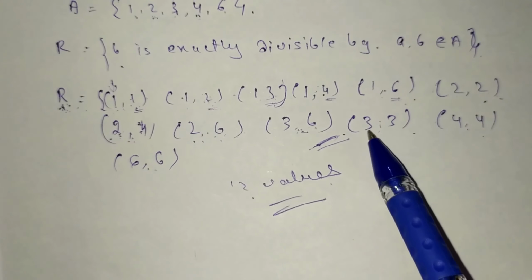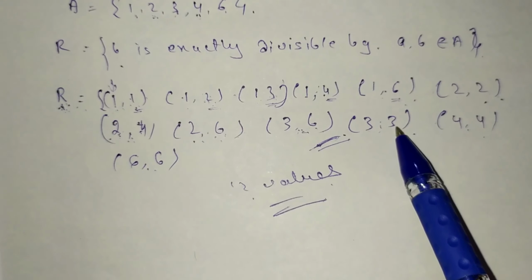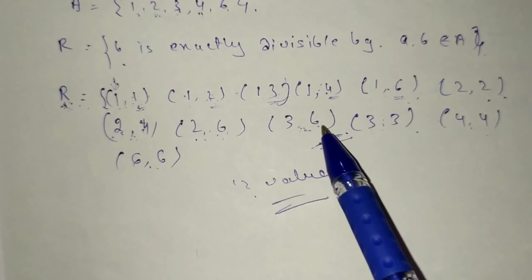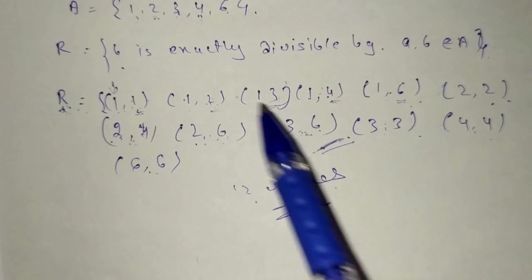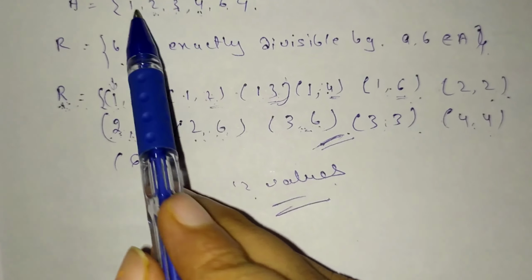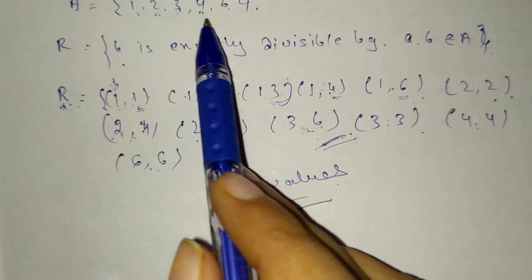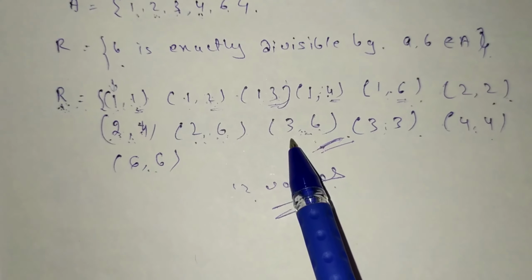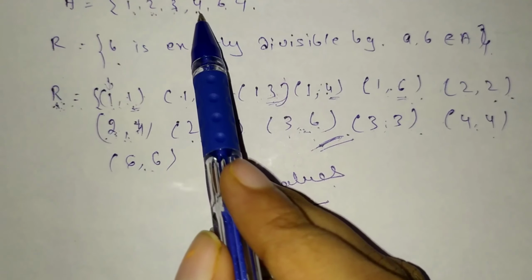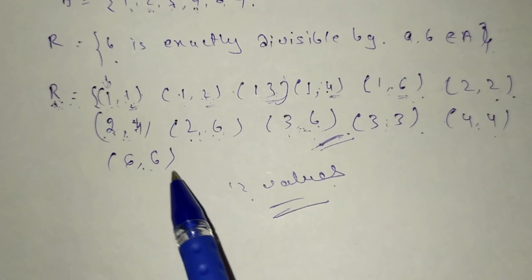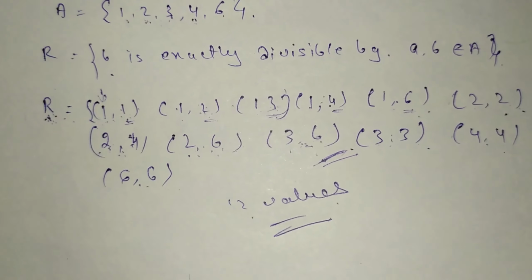Similarly take 3, 3, as 3 is divisible by 3, then 3, 6. We will not take 1, 2 and 4 in place of B, as these values are not divisible by 3. Now take 4, 4 and 6, 6 similarly.